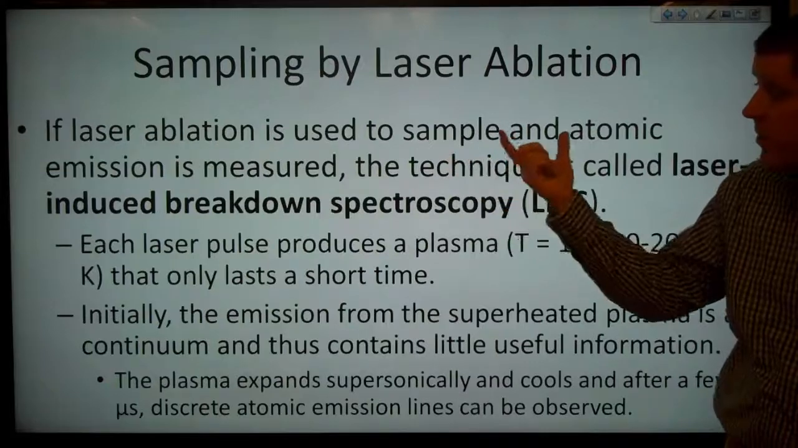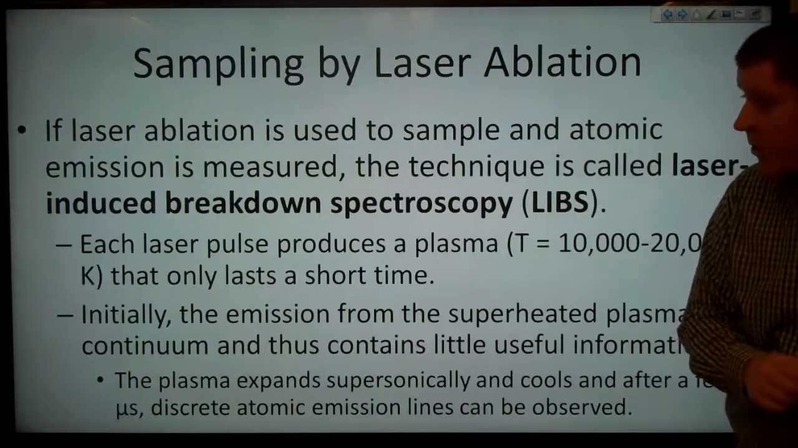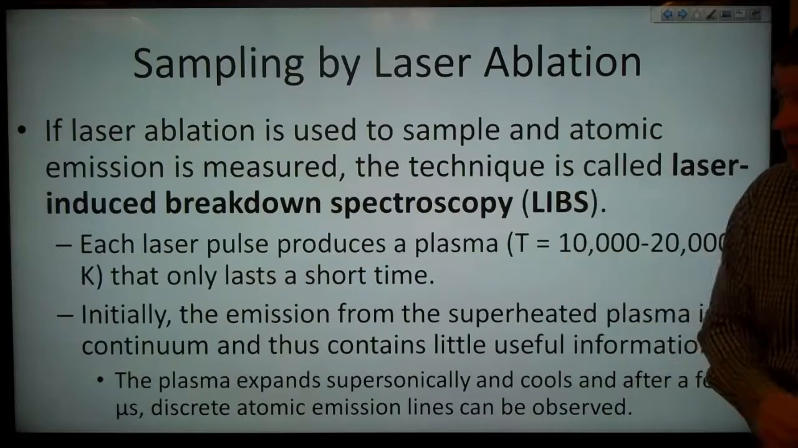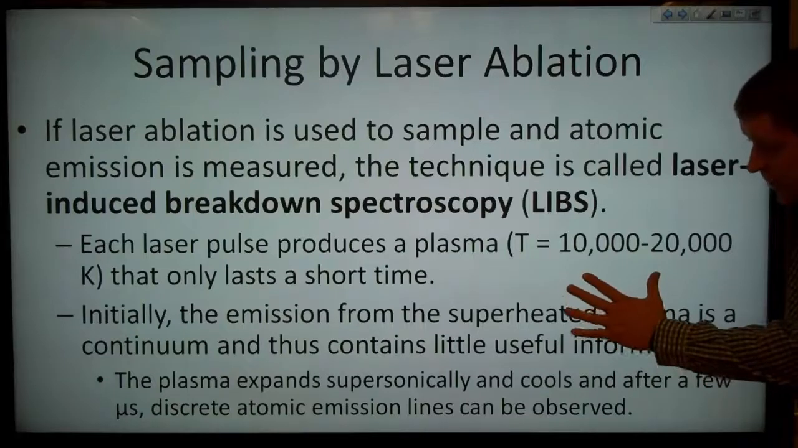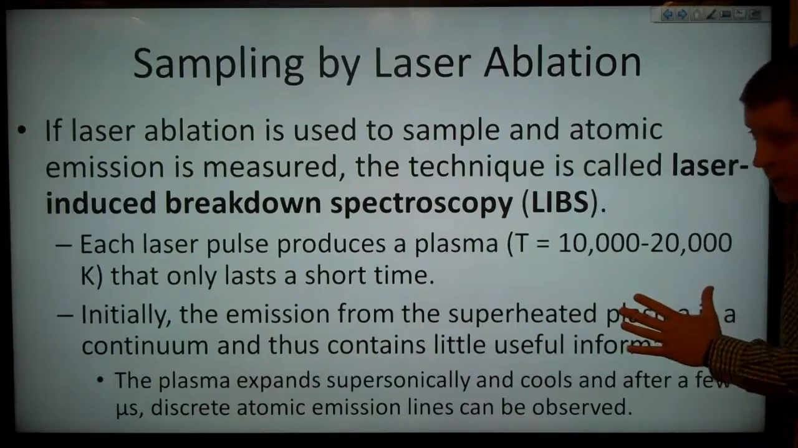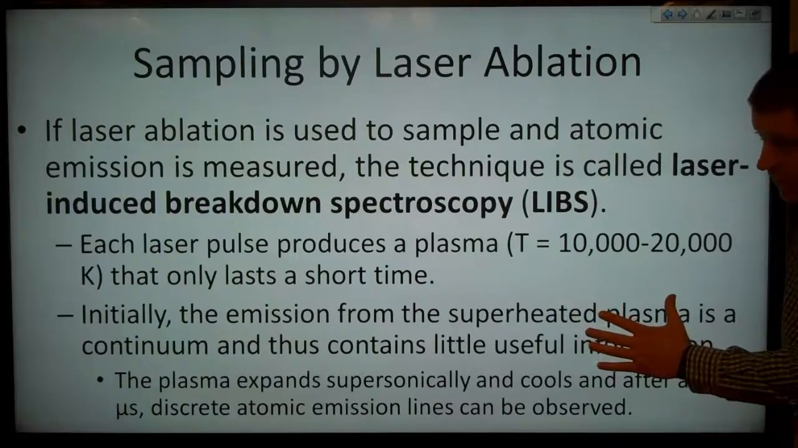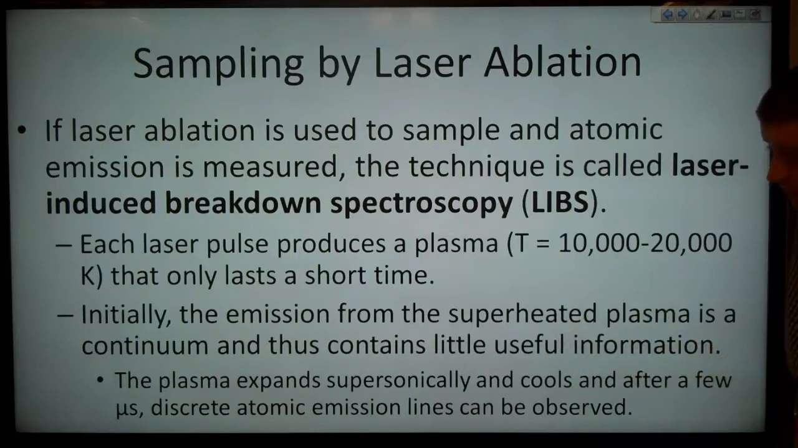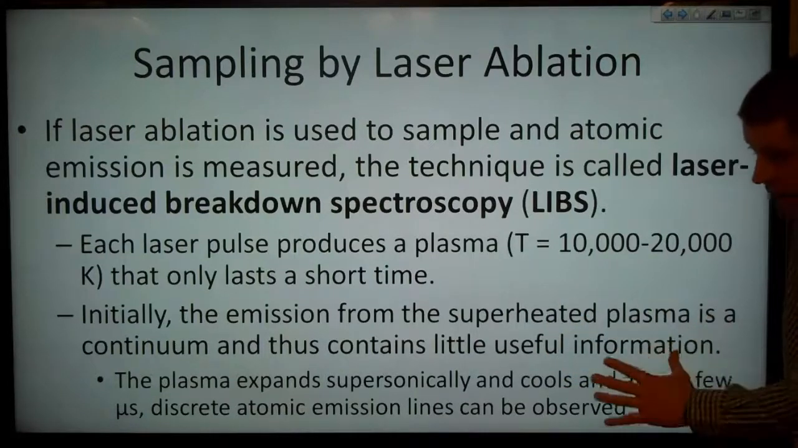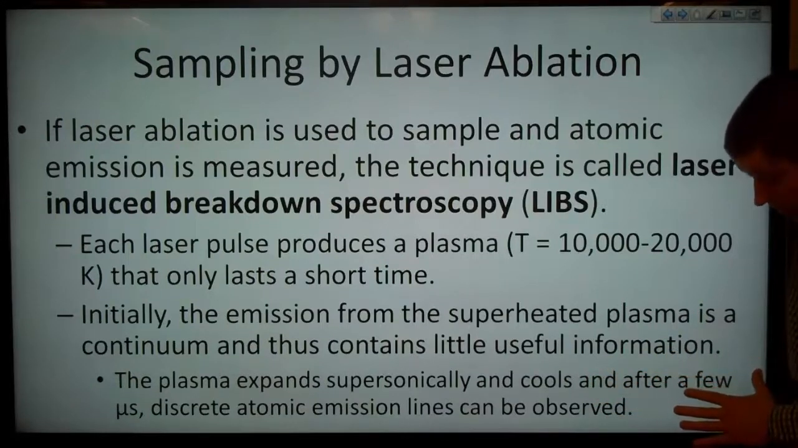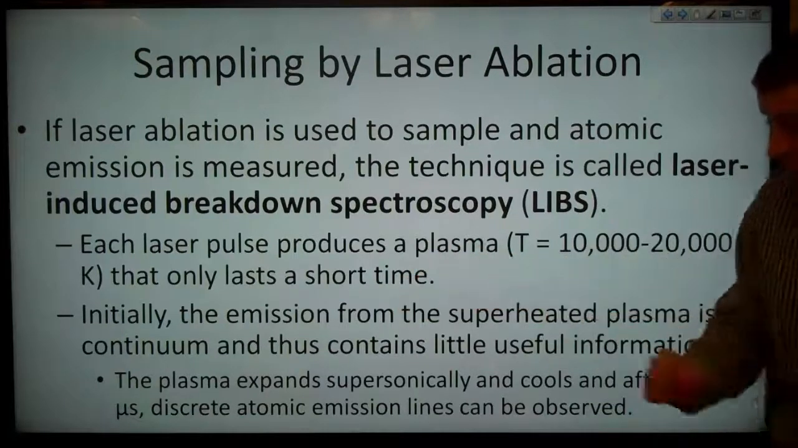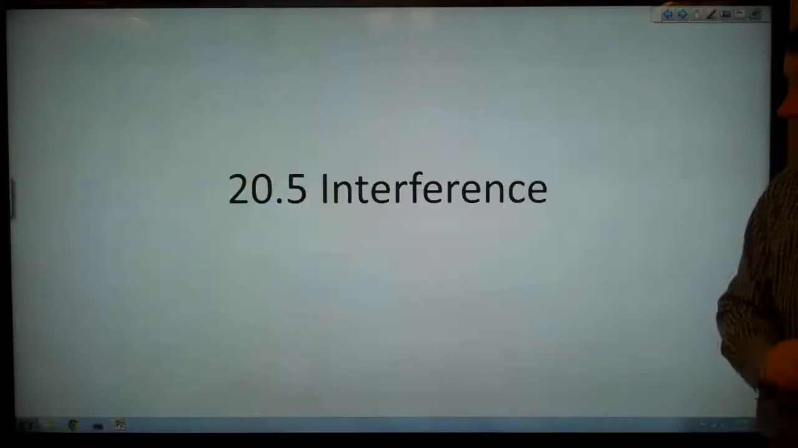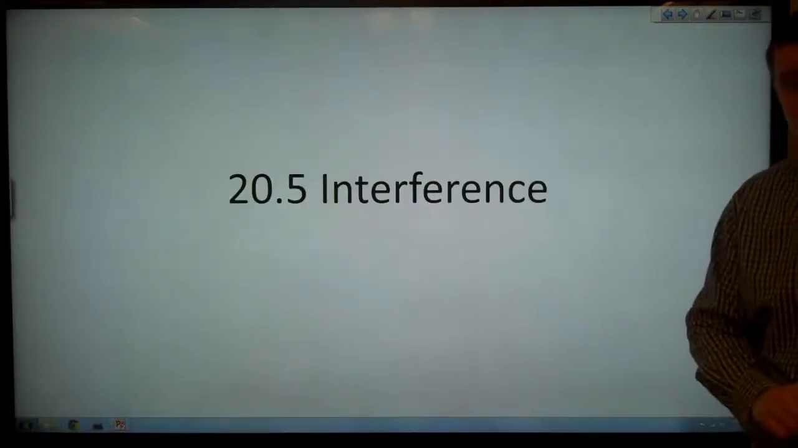So if laser ablation is used to sample and atomic emission is measured, then the technique is called laser-induced breakdown spectroscopy, or LIBS. Each laser pulse produces a plasma with a temperature of 10 to 20,000 Kelvin that only lasts a very short time. And initially, the emission from the superheated plasma is a continuum and thus contains little useful information for us. But the plasma expands supersonically and cools, and after a few microseconds then discrete atomic emission lines can be observed. So that was interference in atomic absorption.